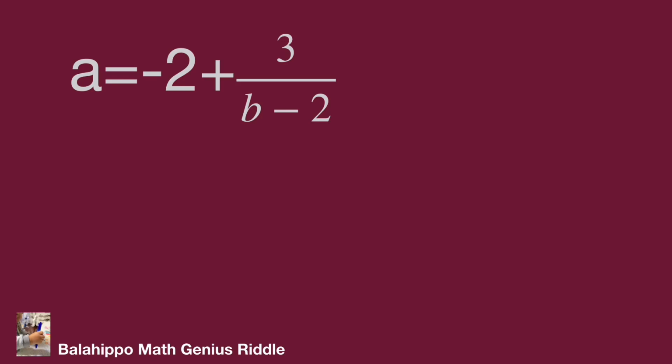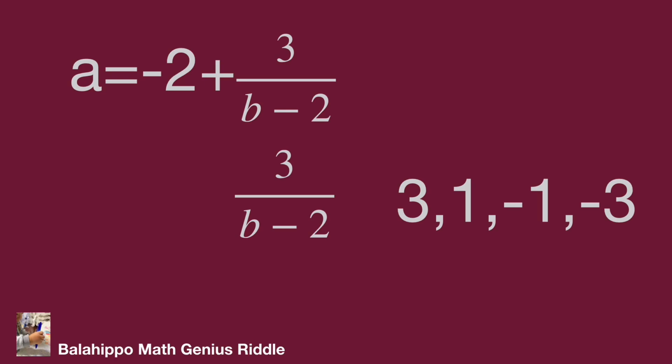We have the relation between A and B. Because A and B are integers, 3 over (B minus 2) is an integer. To fulfill this condition, B minus 2 should be a factor of 3. That means B minus 2 could be equal to 3, 1, or the negative numbers minus 1, minus 3.